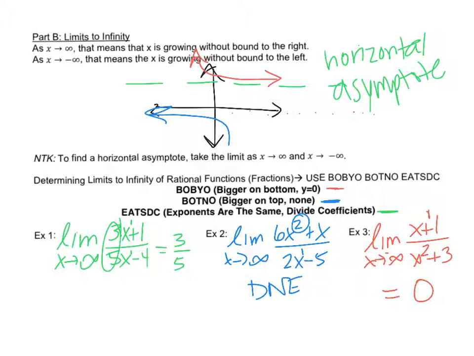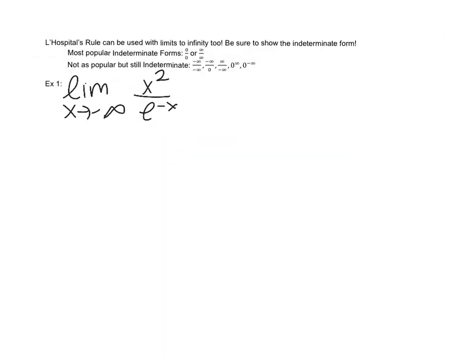Okay? Now, as I mentioned before, L'Hopital's rule can also be used with limits to infinity too. So again, you want to make sure you show the indeterminate form. Most popular indeterminate forms are 0 over 0 or infinity over infinity. Something gets really, really big on both the top and the bottom. That's infinity over infinity. But there are also other indeterminate forms, which are just good to know in the back of your mind. They're just not as popular. So first things first, I'm going to prove that this is indeterminate.